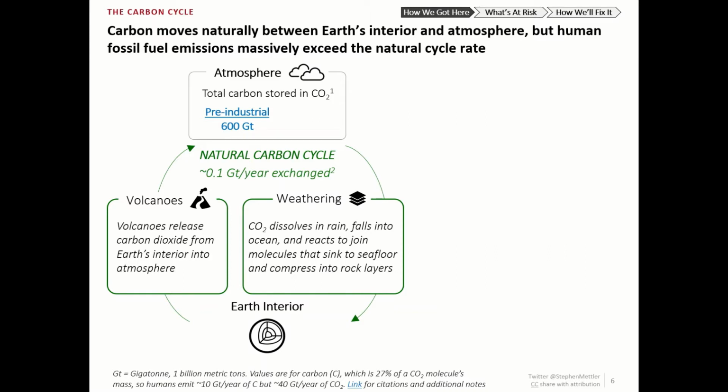Now, that natural cycle exchanges around 0.1 gigatons per year. A gigaton is 1 billion metric tons.